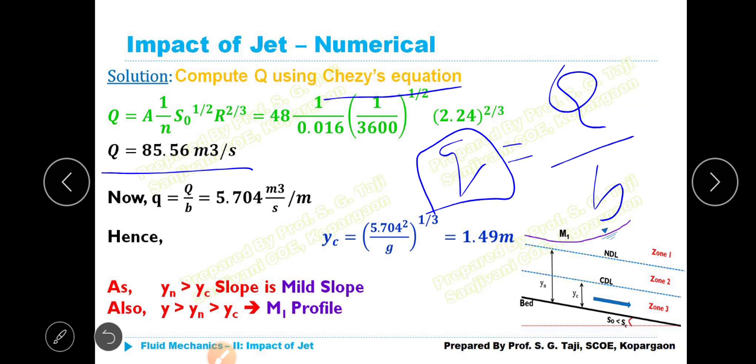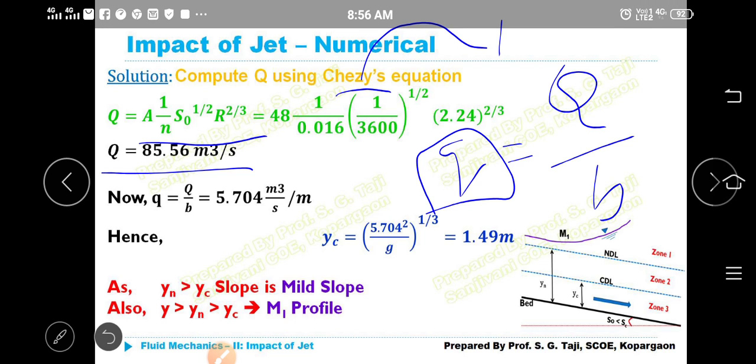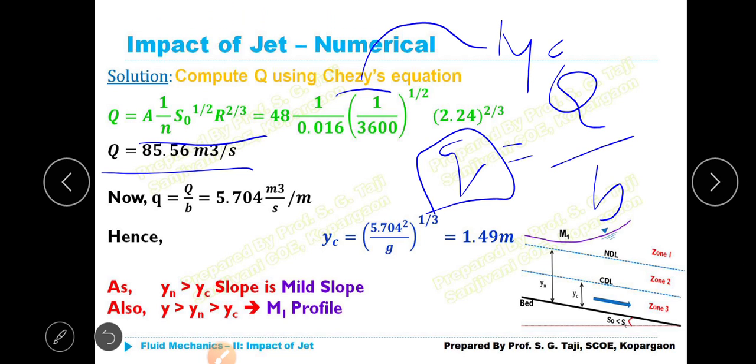Chezy's equation or Manning's equation. Here Chezy's equation is useless. You have to go for Manning's equation. Manning's equation is written here, but it is written under the title Chezy's. So it is not Chezy's, it should be Manning's equation. That small change you can make while watching this video.